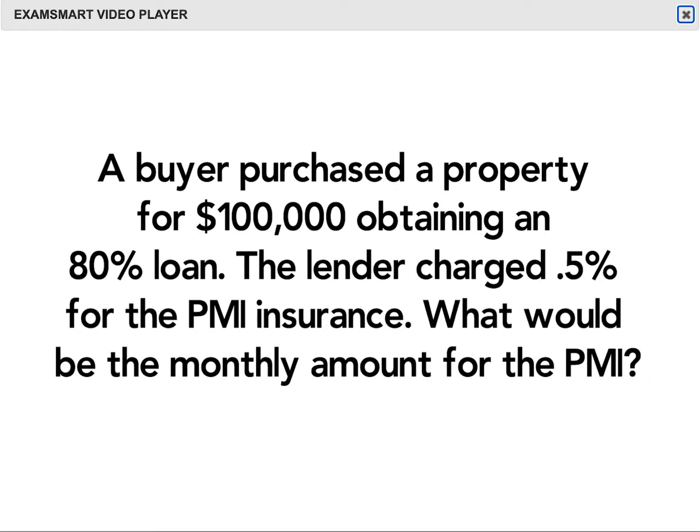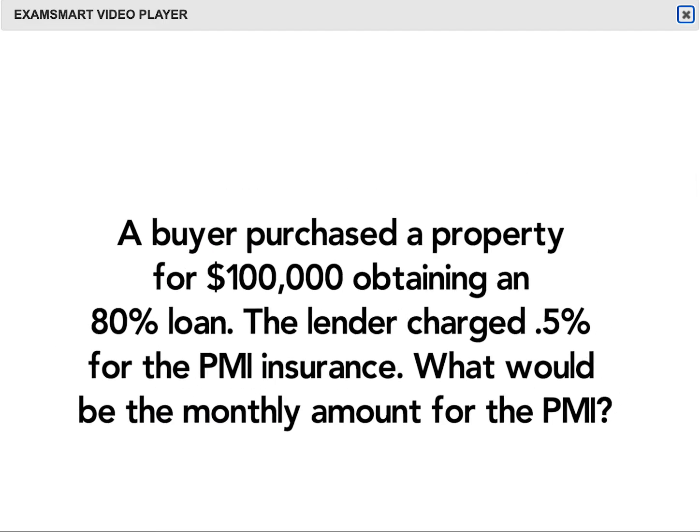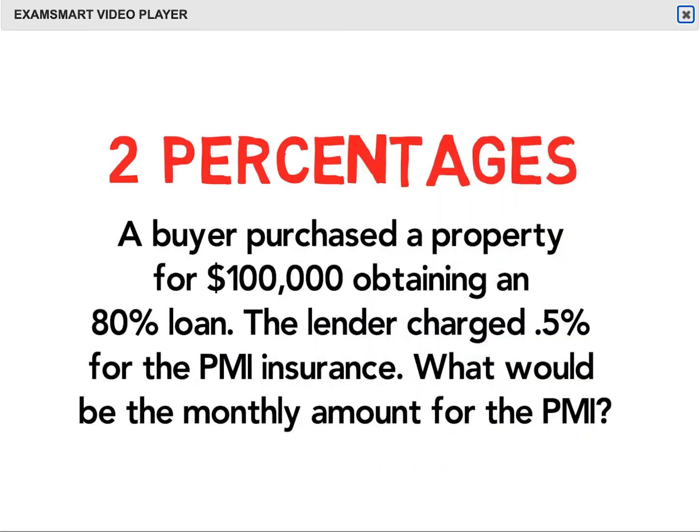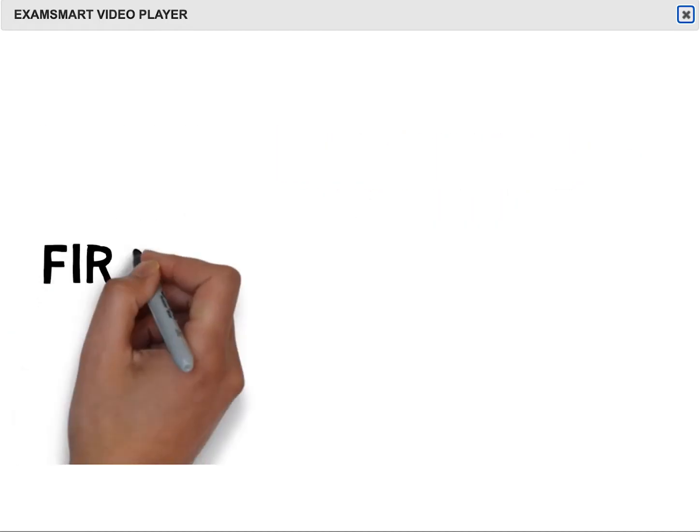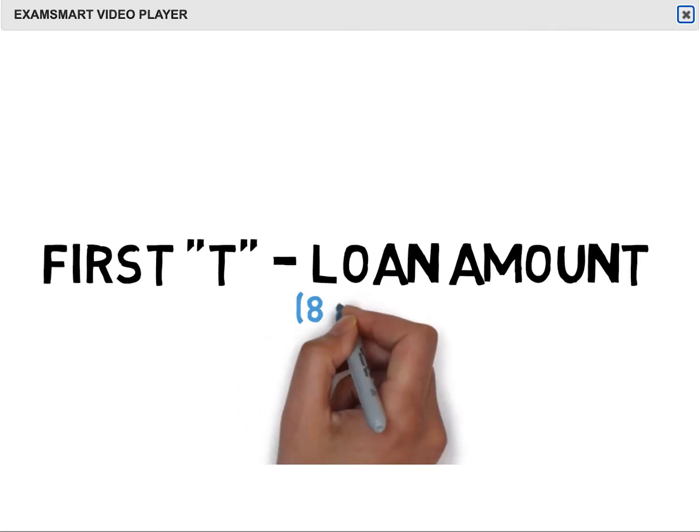A problem might say that a buyer purchased a property for $100,000, obtaining an 80% loan. The lender charged 0.5% for the PMI insurance, which is insurance in case the borrower defaults. What would be the monthly amount now? Monthly amount for the PMI, or private mortgage insurance. In this case, the math problem gives us two percentages, so we draw two T's. Let's begin and figure out what the loan amount is.